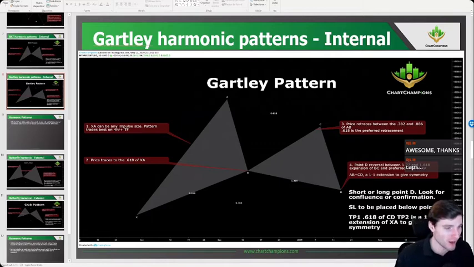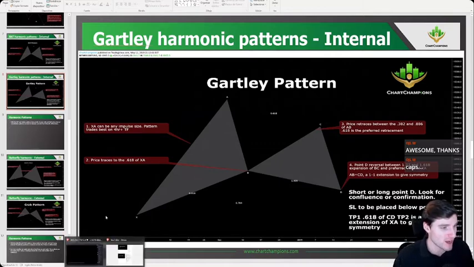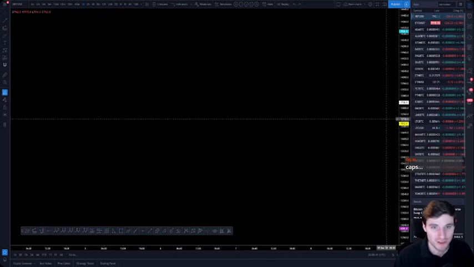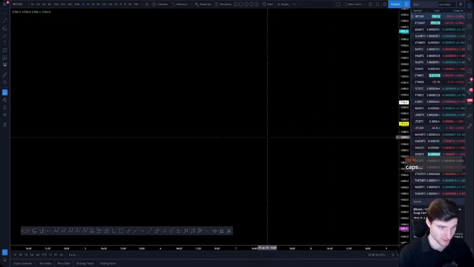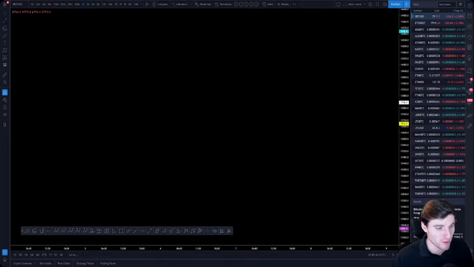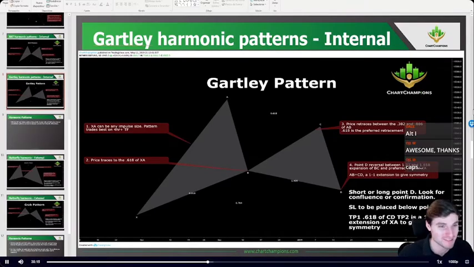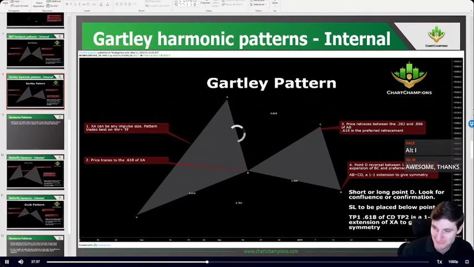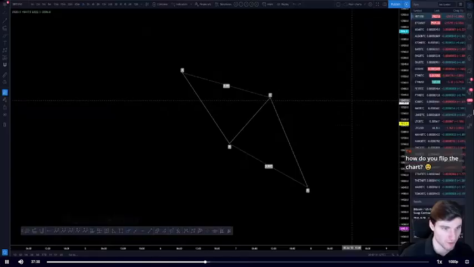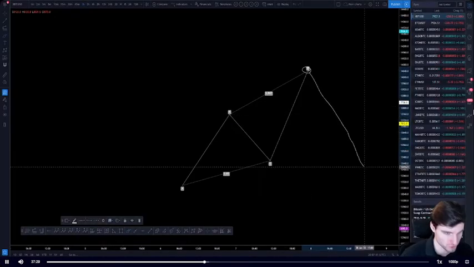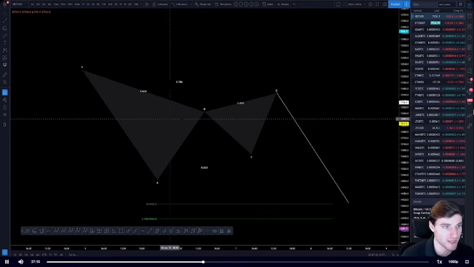Yes, invert, and it's very helpful indeed. For example, it's just very helpful to flip the chart. It can help you with biases, for example. That was the question.